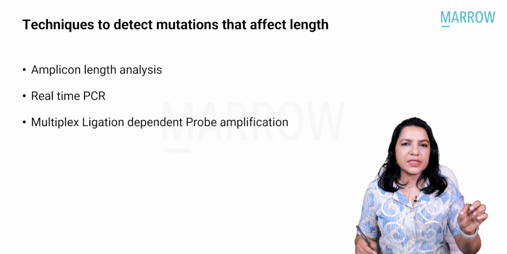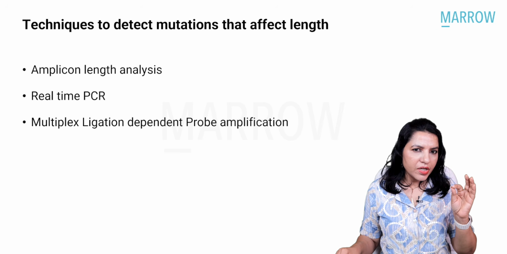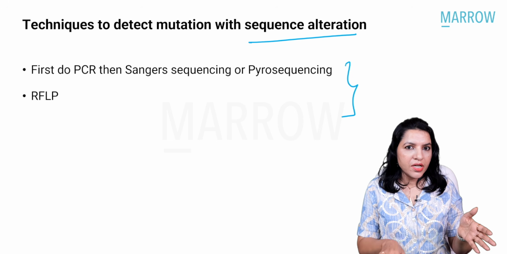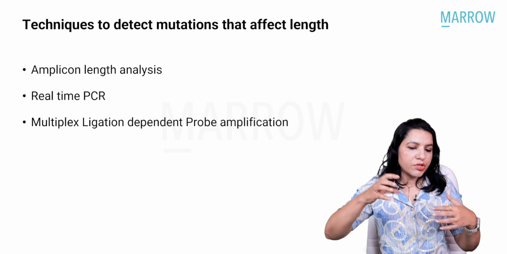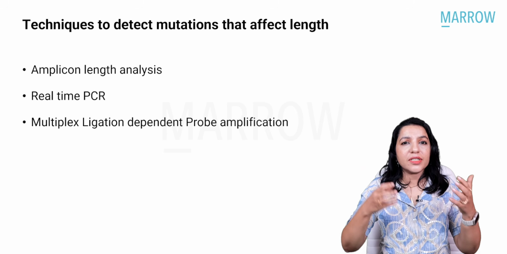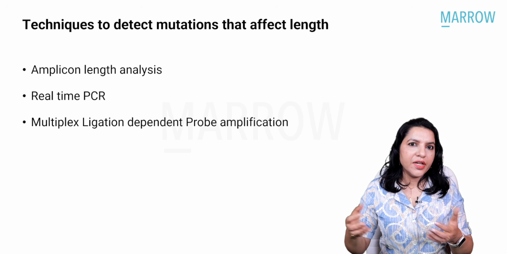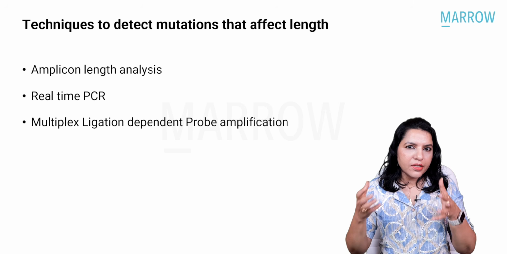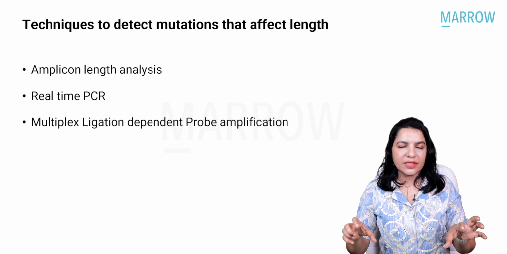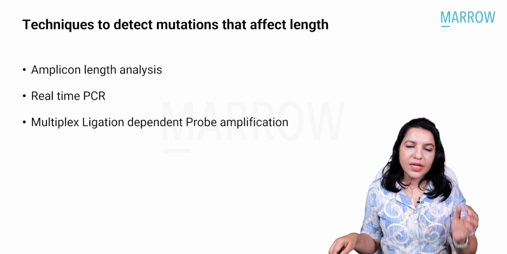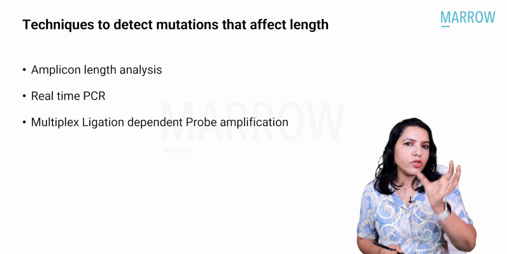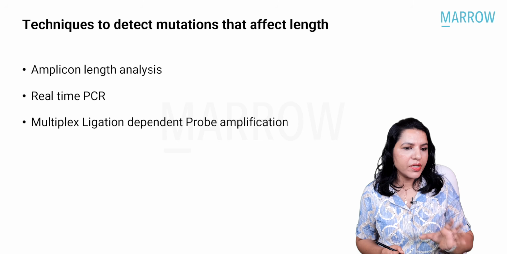The next thing in the mutation detection techniques, the first thing I said is sequence alteration. The second thing is that if there is any alteration in the length, for example, if there are repeat polymorphisms, trinucleotide repeats, then there is a difference in the length, right? So if there is a difference in the length, then that can be detected using amplicon length analysis. So once we amplify it, we find out the length of the amplicon.